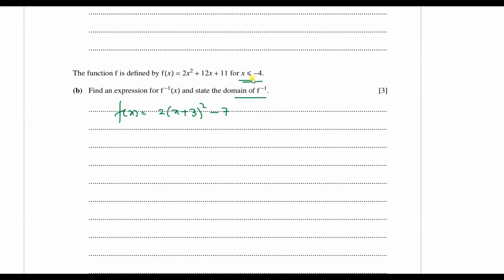Yes, the maximum value is going to be minus 4. So if we put minus 4, it would become minus 1. Minus 1 squared is 1, so 2 minus 7 is minus 5. So the domain will be minus 5. I'll come to that afterward.